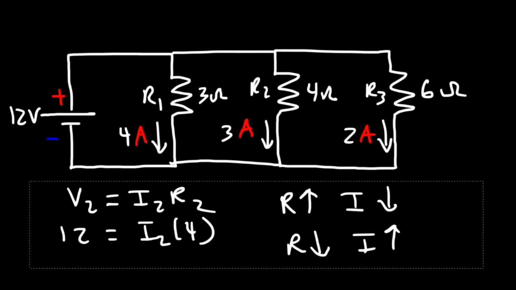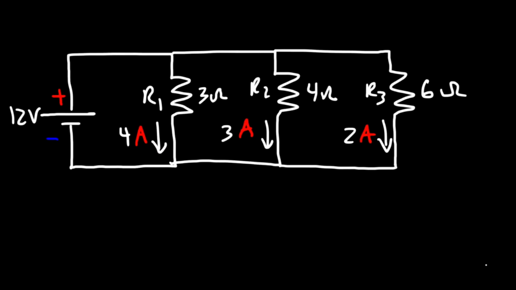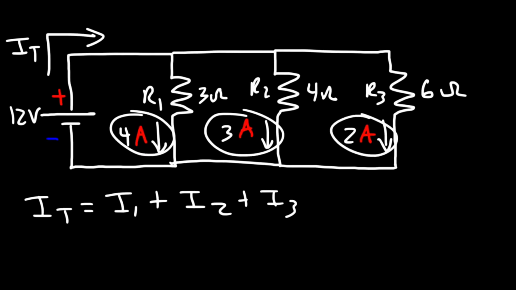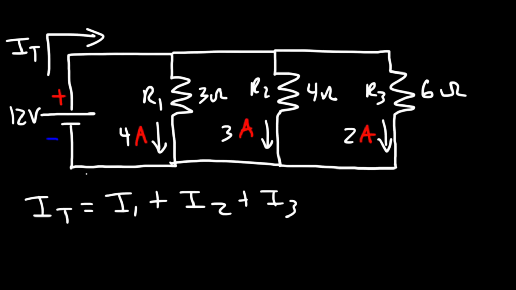Now, what is the current that leaves the battery? How can we determine the current that's leaving the battery? The total current in the circuit, which we'll call IT, that leaves the battery, is going to be the sum of the individual currents. So it's going to be 4 plus 3 plus 2. 4 plus 3 plus 2 is 9. So the total current here is 9 amps.